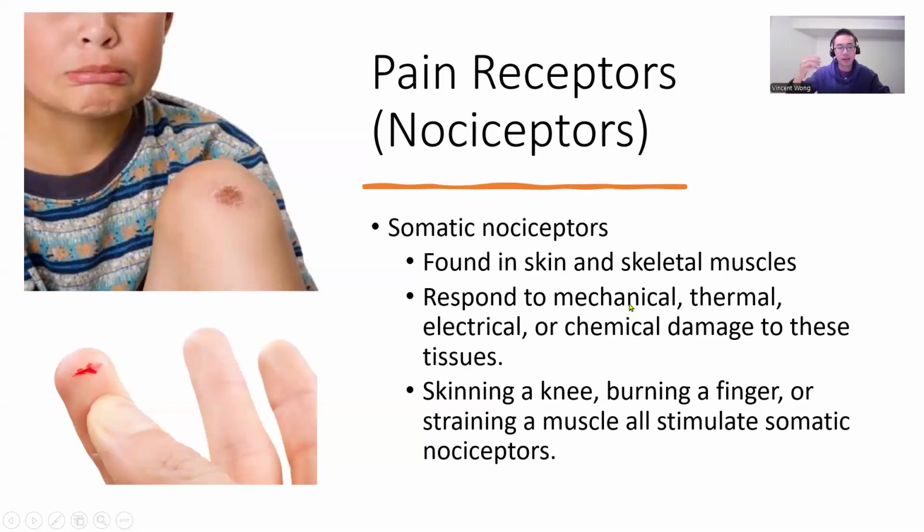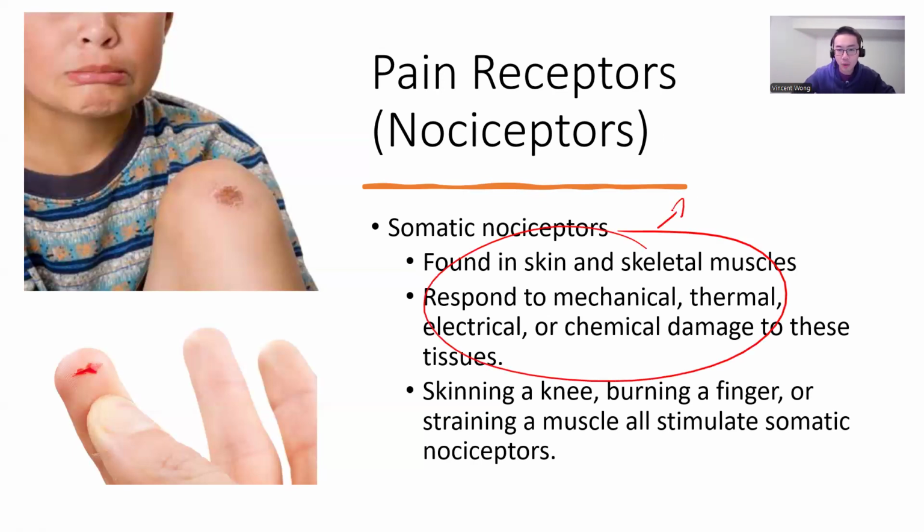They respond to mechanical damage, like I said, cuts, spraining, hitting. All those things are mechanical. Thermal is heat. Then there is electrical damage and chemical damage. If you spill acid on yourself, it burns, right? That's chemical damage. And all these are registered through the somatic nociceptors. Then it goes up the spinal cord, and then it goes to the parietal lobe of the brain. That's where the pain is registered.